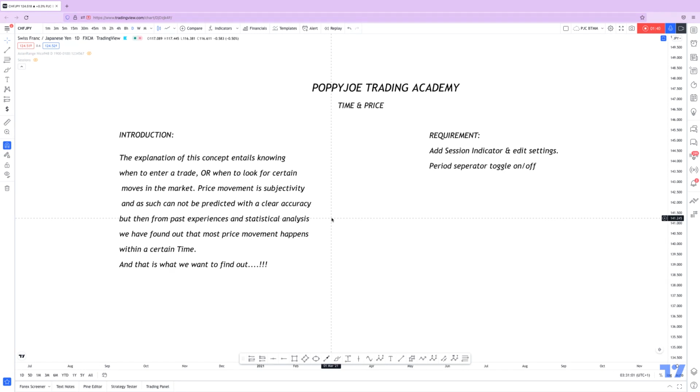We'll be studying the period that we are expected to be looking for entries in the market, the period that we're expected to be taking profit, and the period that we're expected to not even trade at all. So basically, the requirement that we need is that we'll be adding the session indicator to our chart, and also we'll be getting used to using the pivot separator on our chart as well. So let's just delve straight into the concepts.